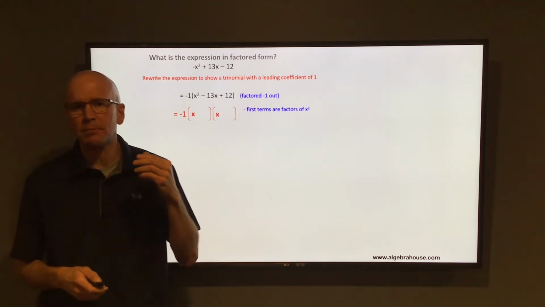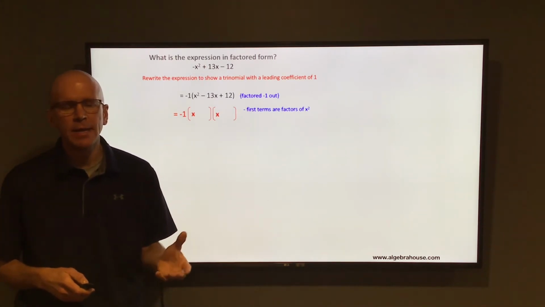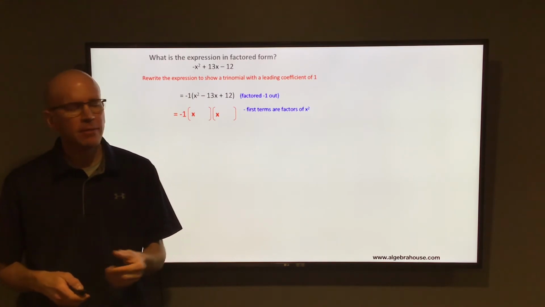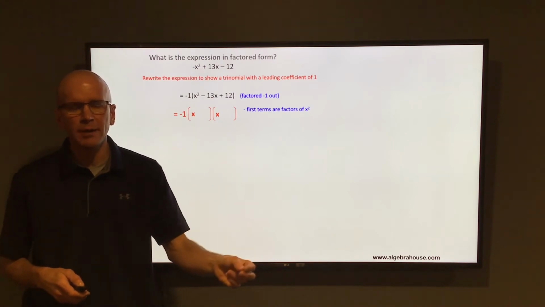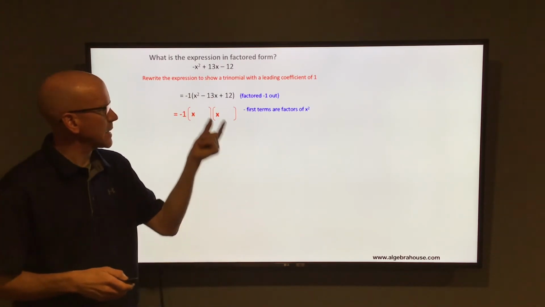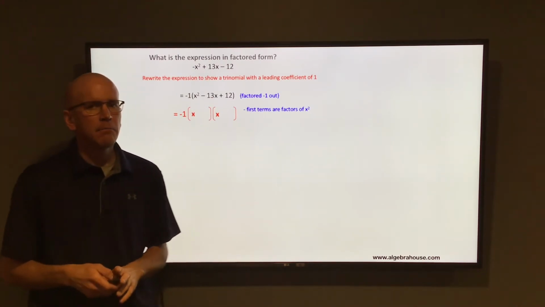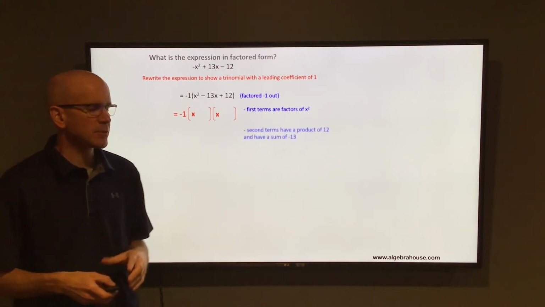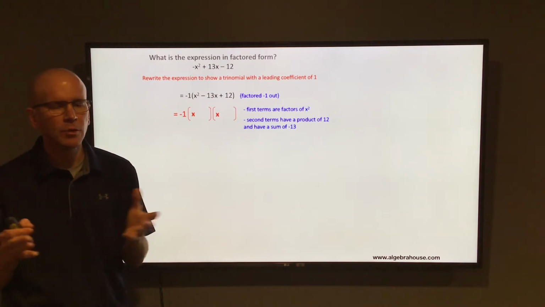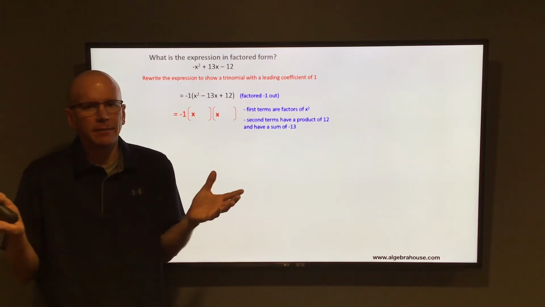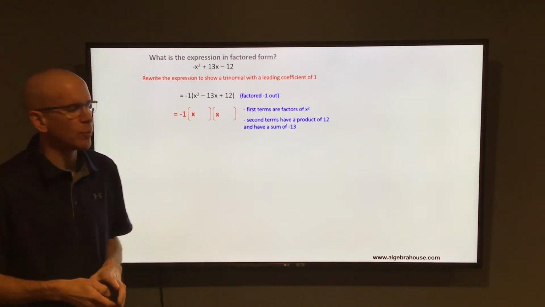You're looking for two numbers that multiply to make a positive and add to make a negative. That means they'll both be negative. So you're looking for two numbers that multiply to make 12 and add to make negative 13. Both are going to be negative. Factors of 12 would be 12 and 1, 6 and 2, and 4 and 3. The only two you can put together to make a 13 in any way would be the 12 and 1.